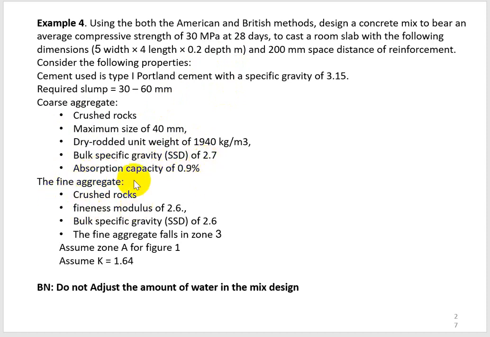For the fine, it's a crushed rock as well. It's a fineness modulus of 2.6, bulk specific gravity is 2.6, and the fine aggregate falls in zone 3. Also assume zone A for figure 1, that's for the British method, and assume K is 1.64. And note, please do not adjust the amount of water in the mix design. So these are the main information that we are going to use to do the mix design using both the American and British method.